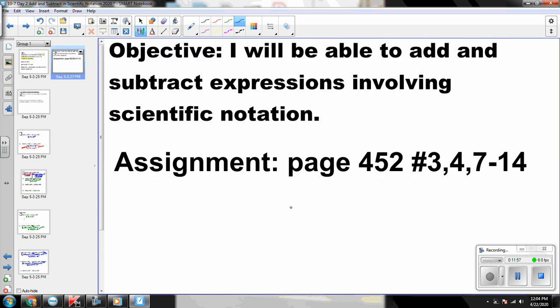So today we learned how to add and subtract numbers in scientific notation. Your assignment is page 452, numbers 3 and 4, and 7 to 14. This assignment is on the Big Ideas website. You're going to go to the Perry Township website and click Big Ideas. Please put your answers in.